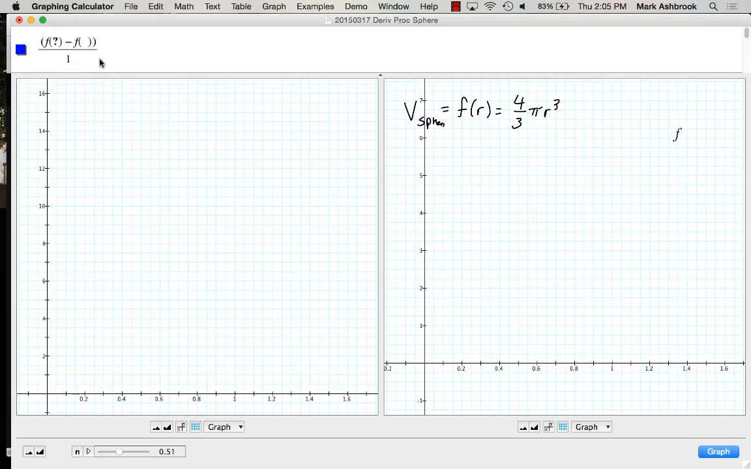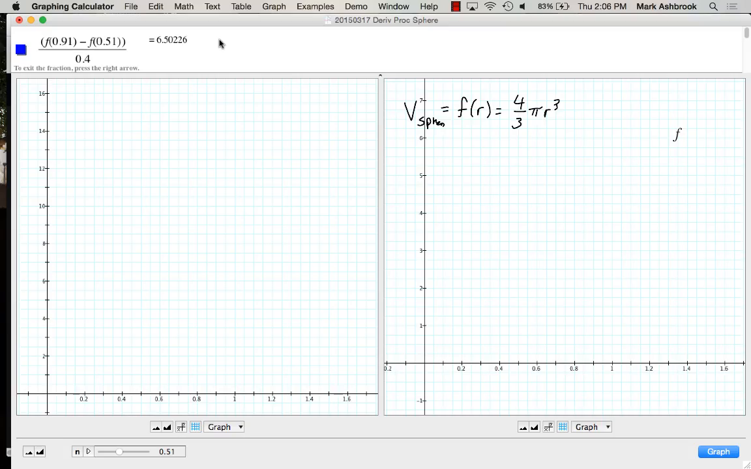So to get the change in y, we're going to do final minus initial, right? So the 0.51 is actually the initial. So what will go in the first one? 0.91. Divided by? 0.4, the change, right? So that's how much the volume changes for 0.4. Did you get 6.50226? Yes.